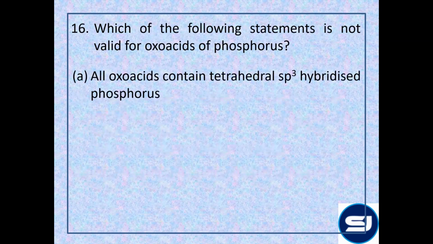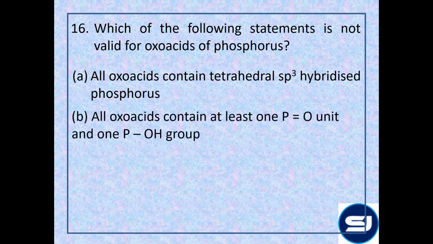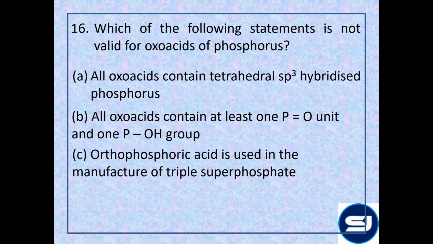Which is not valid for oxo acids of phosphorus? All oxo acids contain tetrahedral sp3 hybridized phosphorus. Yes. All contain at least one P double bond O and one P-OH. Yes. Orthophosphoric acid is used in the manufacture of triple superphosphate. What is the formula of superphosphate of lime used as a fertilizer?